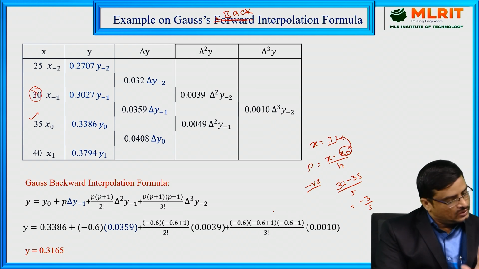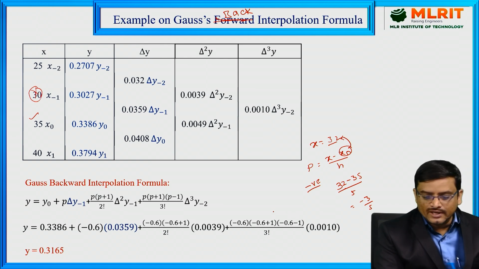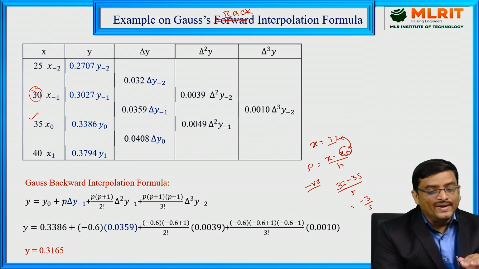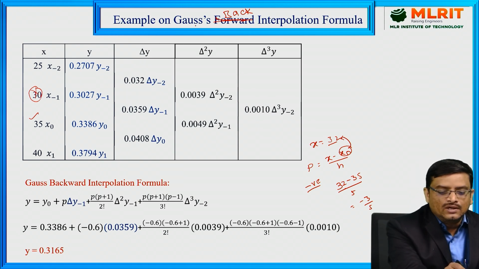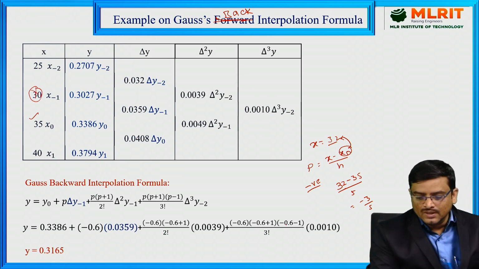So now we got the clarity on how to get that x naught value based on the formula which you are applying. Since you are applying the Gauss backward interpolation formula, according to that formula, our P value should be a negative value.